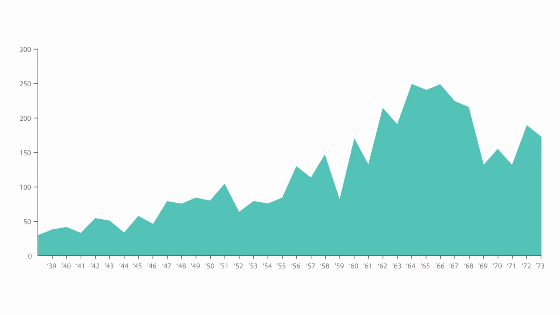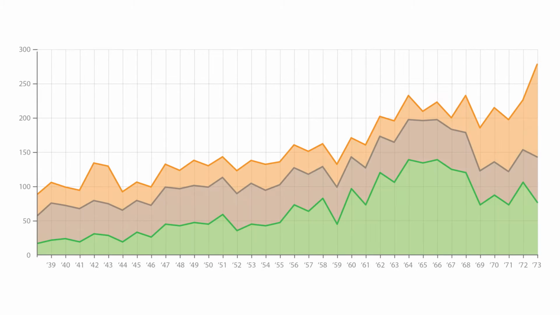Two popular variations of area graphs are grouped and stacked area graphs. Grouped area graphs start from the same zero axis, while stacked area graphs each have their data series start from the point left by the previous data series.